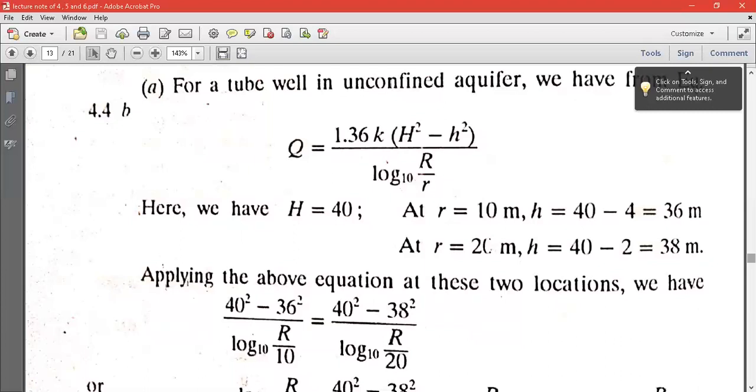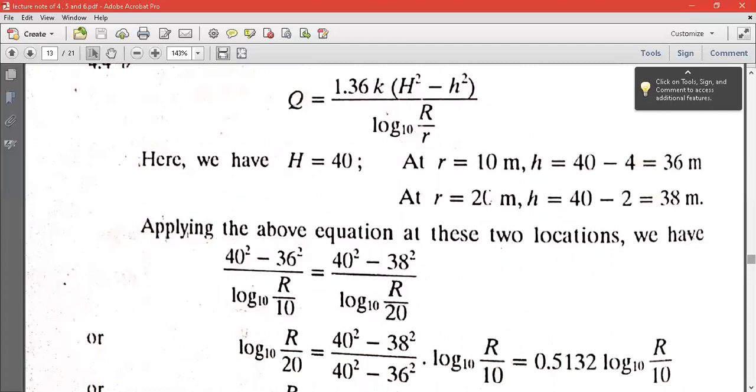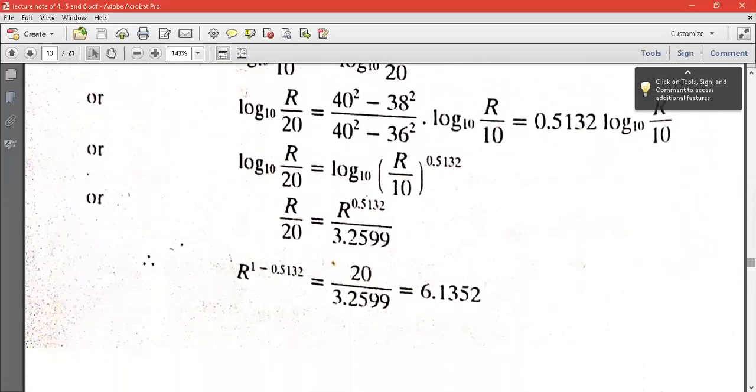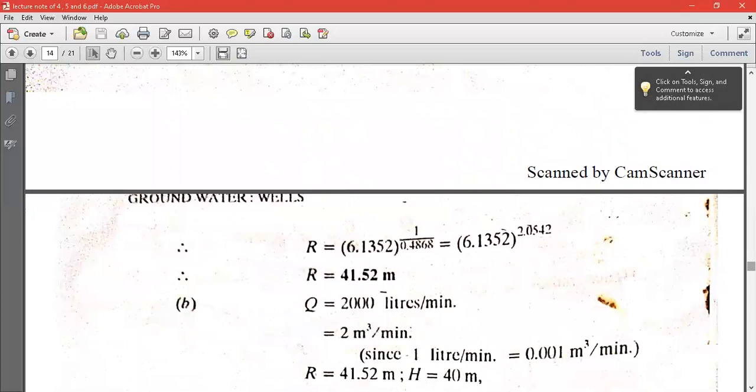Obviously, the 1.36k from the left hand side and right hand side are omitted because 1.36k is constant. So they are cut. Why are we equating these two equations? Because the Q obtained in case 1 is the same Q obtained in case 2. Since Q is the same, the case 1 equation equals the case 2 equation, considering the two positions of the test well. With this equation, the unknown, capital R, is found out as 41.52 meter.